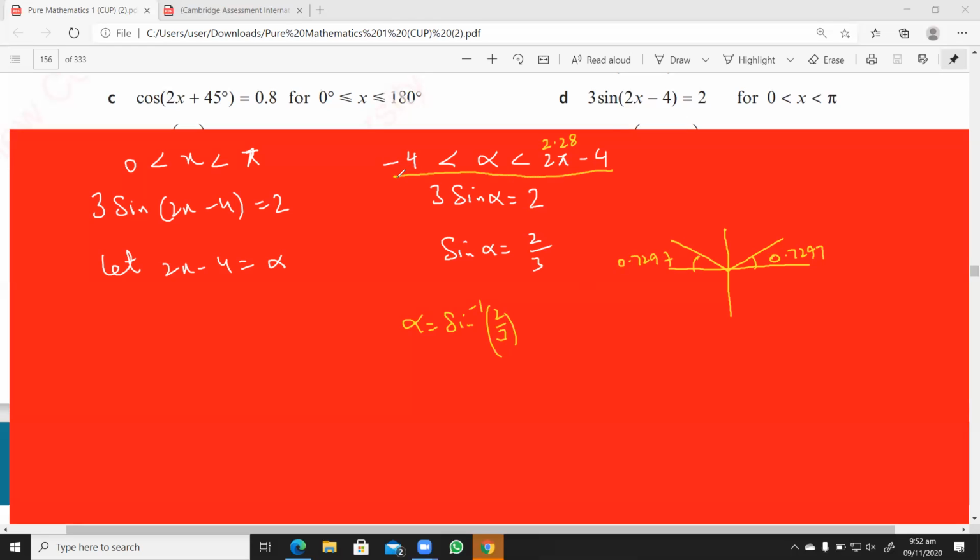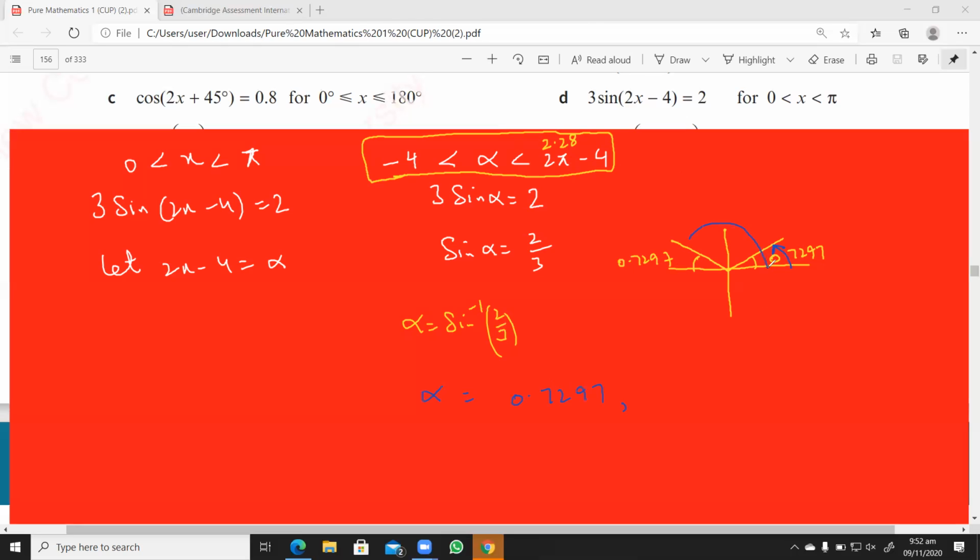Now you have to find the values of alpha. Just remember your alpha should not be less than minus 4 and it should not be more than 2.28. Okay. Now see how I'll be finding these values. Alpha is going to be, first of all, I'll be going in this direction. So this is 0.7297. Okay.